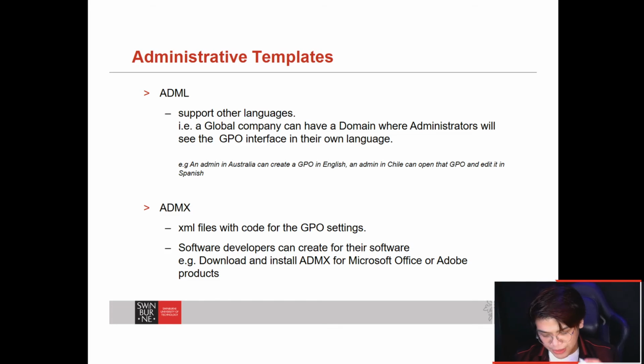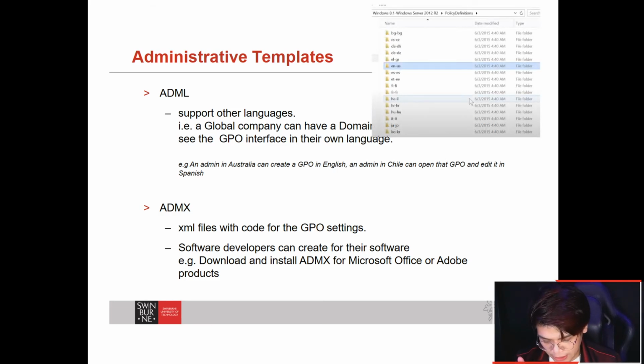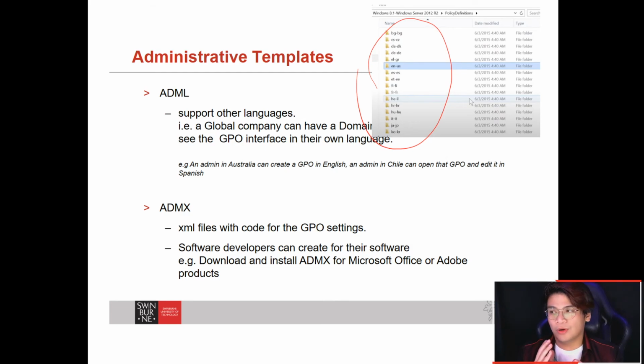And then in administrative templates, you have something called ADML and ADMX. ADML is basically the file of your GPO that is supported in other languages. For example, a global company can have a domain where administrators see the GPO interface in their own language. So basically, this GPO is stored in different languages. Maybe I have an employee from Indonesia that needs the Indonesian language to change the GPO, and then it will change all the ADML stuff inside my English version as well.